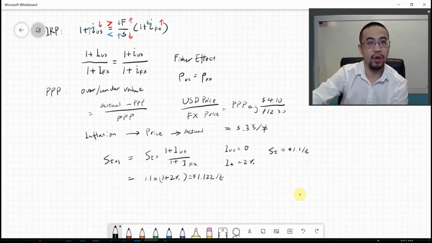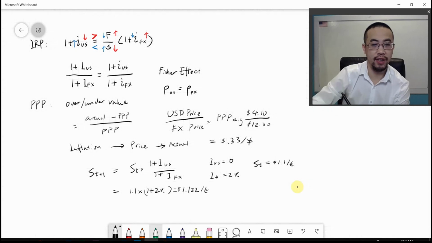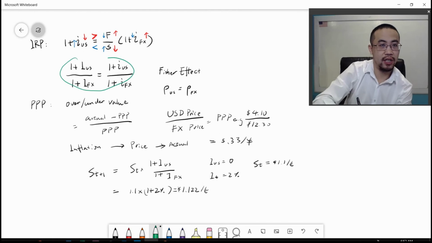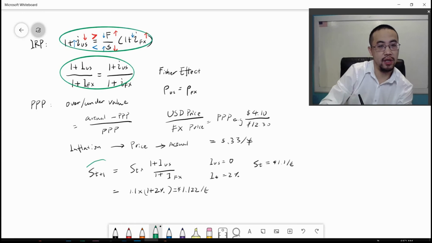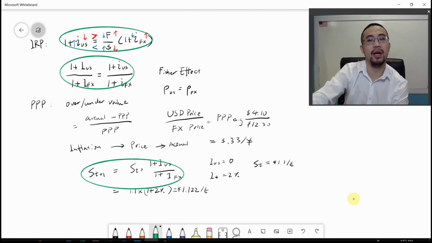And for the conceptual part, you should know how to connect the Fisher effect, the purchasing power parity, and the interest rate parity right here. This is the Fisher effect, and this is the purchasing power parity.